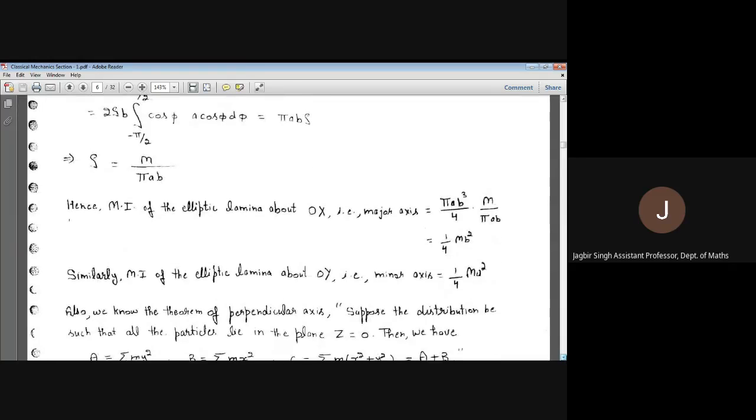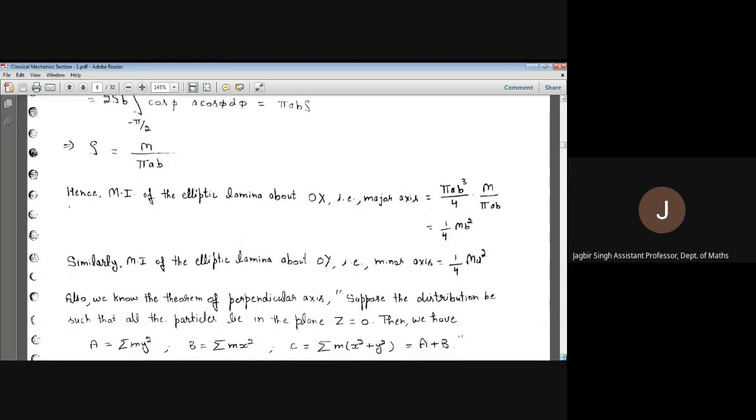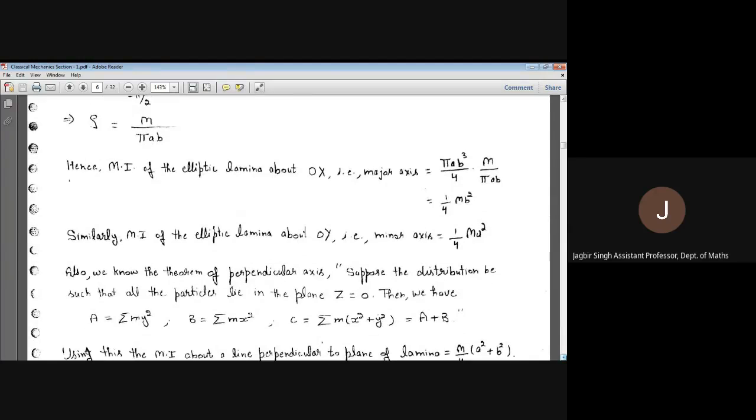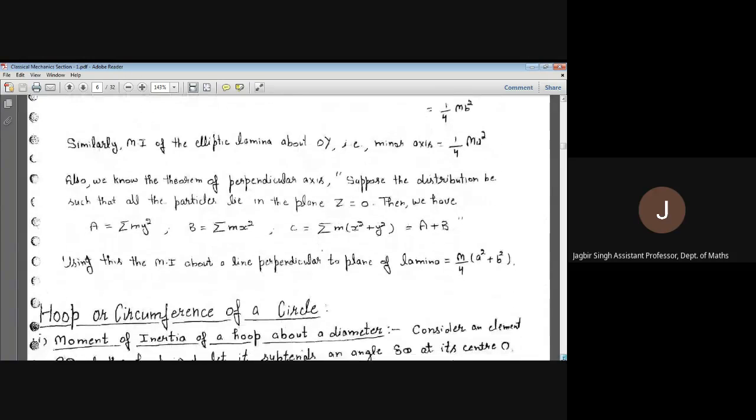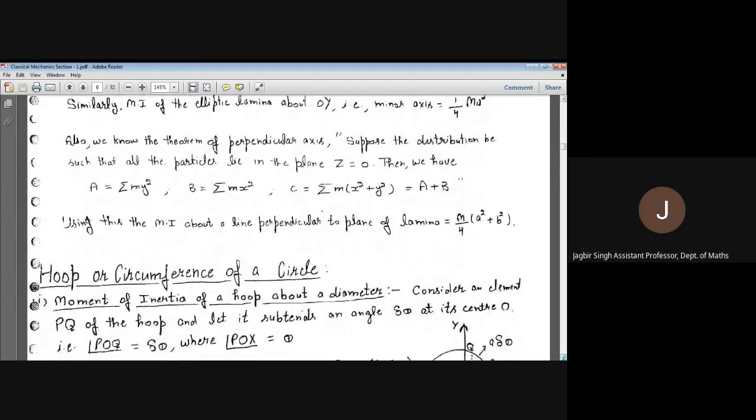Again, using the theorem of perpendicular axis, if we are to find the moment of inertia of the elliptic lamina about a line passing through the center and perpendicular to the plane of the lamina, it will be the sum of both moments of inertia. So it will be 1 by 4 M (A square plus B square). Is it okay?